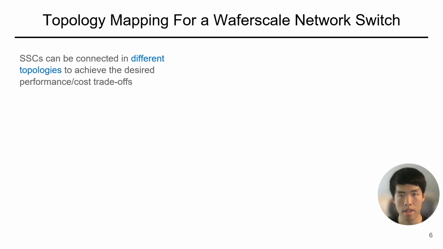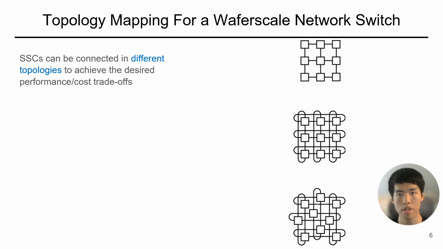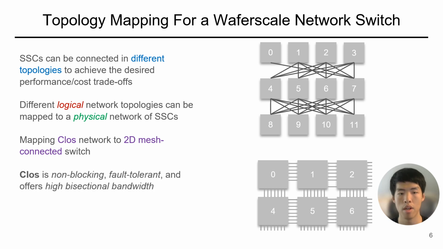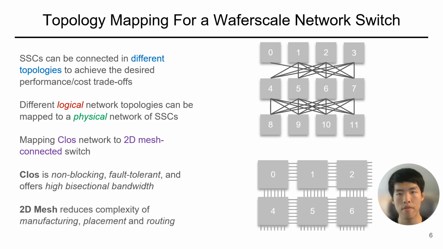Substrate chiplets, or SSCs, can be connected in different topologies such as mesh, torus, cube, etc. to achieve the desired performance and cost trade-offs. Different logical network topologies can be mapped to a physical network of SSCs. In this work, we chose to map the Clos network to the 2D mesh-connected SSCs. We chose Clos since it is non-blocking, fault-tolerant, and offers high bisection bandwidth. We chose to use 2D mesh physical topology as it reduces complexity of manufacturing, placement, and routing.